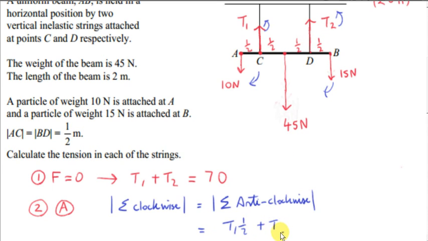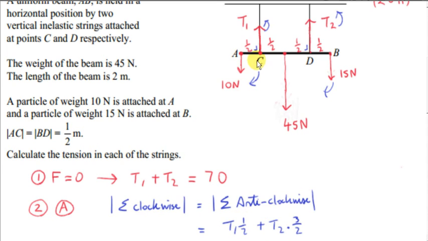And T2 is anti-clockwise as well. So we multiply its magnitude T2 by the perpendicular distance of A to the line of action of T2. Well, that's a half plus a half plus a half, which is 3 halves. You see, these strings are perpendicular to the beam because the beam is at rest in a horizontal position. Okay, so we multiply T2 by 3 halves. So that's the magnitude of the sum of the anti-clockwise moments.